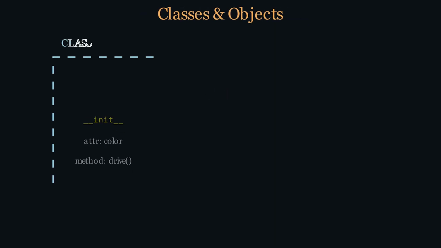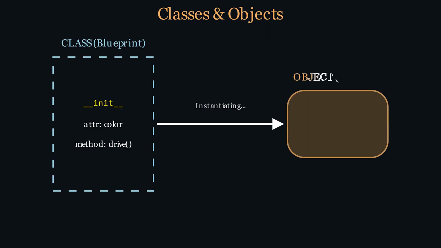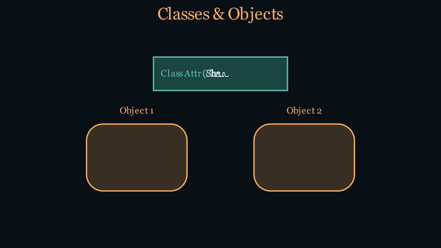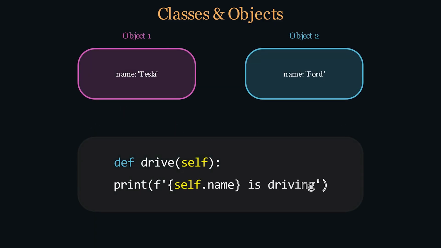Next, we mastered classes and objects. You learned that a class is the blueprint, while an object is the actual instance. We used the __init__ function to automate the initial setup of our objects. We distinguished between class attributes, shared by everyone, and instance attributes, unique to each object. And we saw how methods, the functions inside our classes, give our objects their unique behaviors using the self keyword.